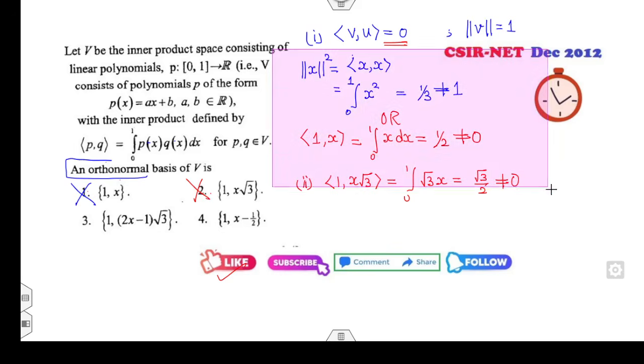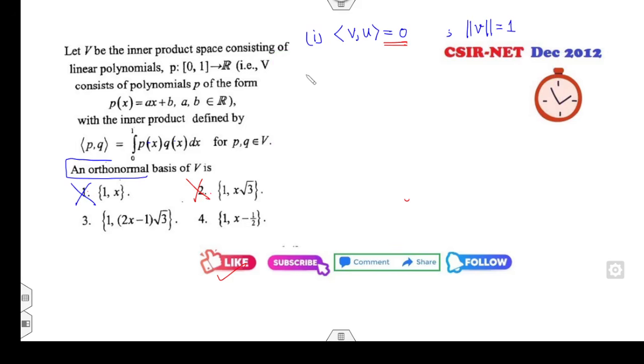Look at the third option. If you find the inner product, that will be the integral from 0 to 1 of √3 times (2x minus 1). √3 is outside, and that integral is x squared minus x from 0 to 1. 1 minus 1 is 0, satisfied.